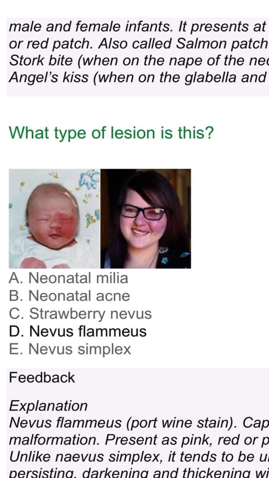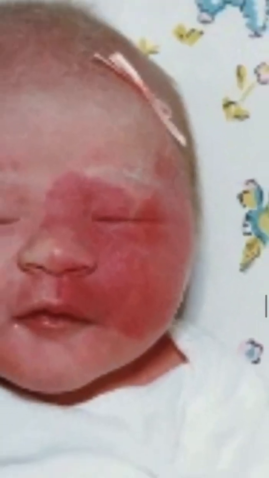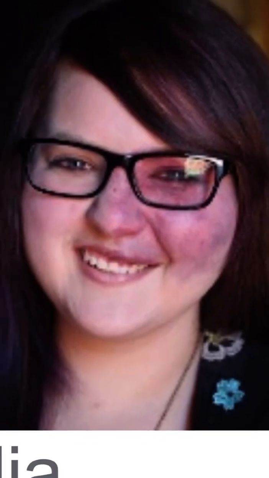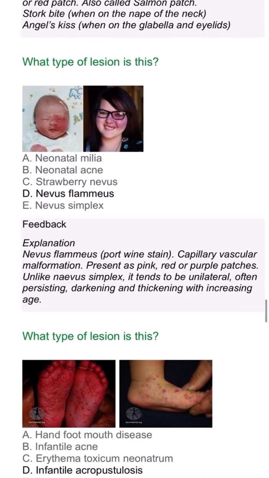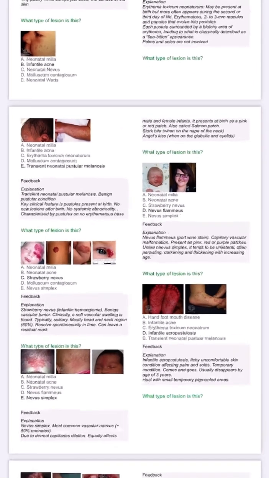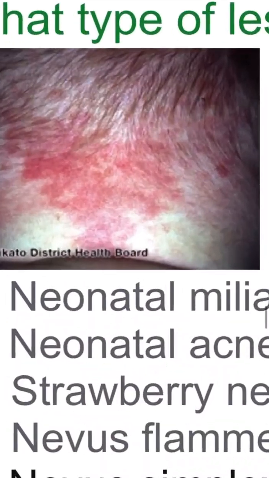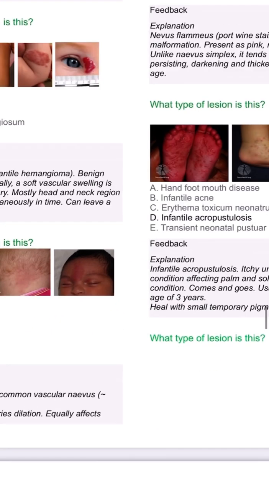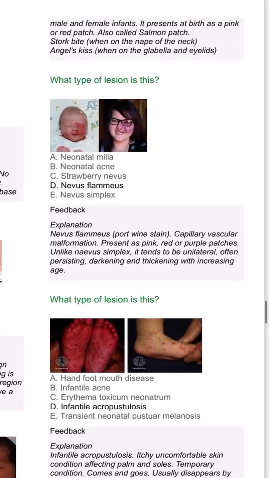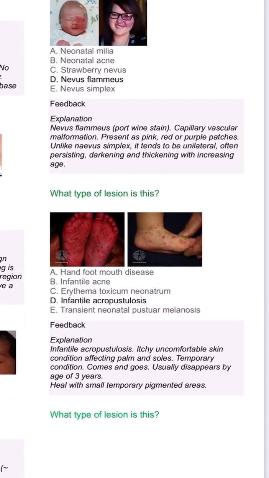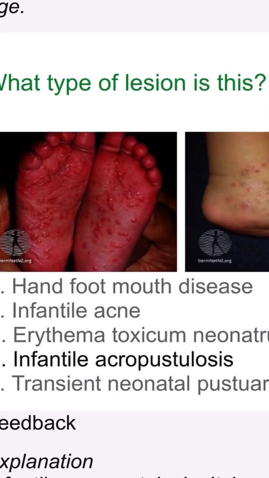Nevus flammeus. Okay, nevus flammeus. You can see here. Okay, so nevus flammeus, a port wine stain, is a capillary vascular malformation presenting as pink, red, or purple patches, unlike nevus simplex. Okay, and this is nevus simplex. And this is port wine colored. Okay, color varies from purple, pink, and red. It tends to be unilateral, often persisting, darkening, and thickening with increasing age. Okay, so now which type of lesion is this?